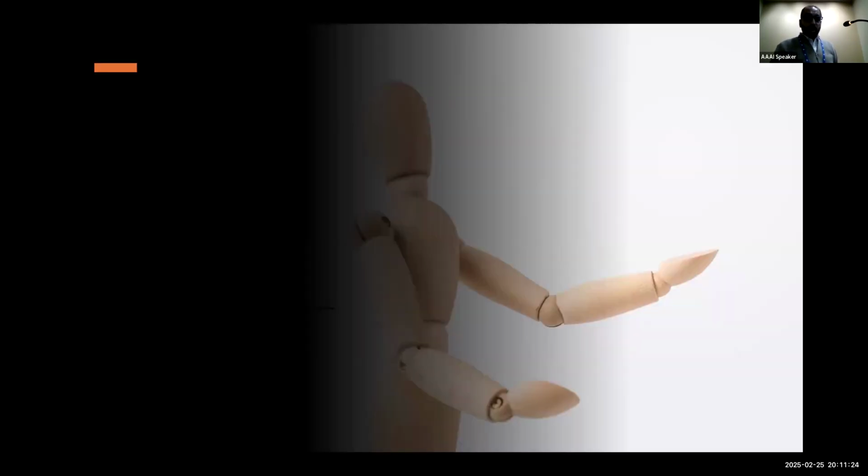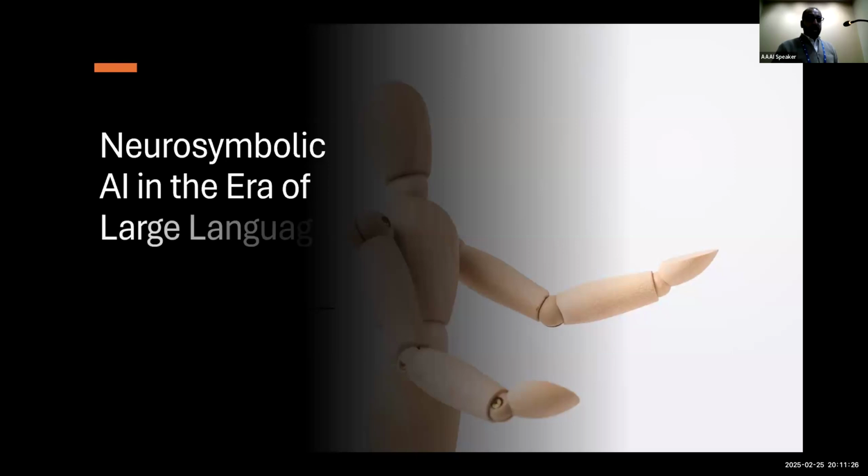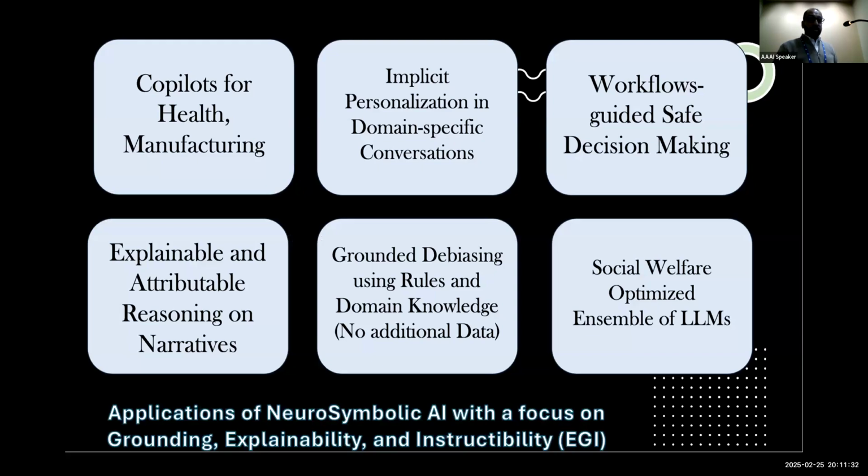Okay. So how does this neurosymbolic AI design fall into the large language model space, or in the era of large language models, right? So we'll talk about some of the applications where we think these things happen, and we'll stitch through these applications as we go forward.